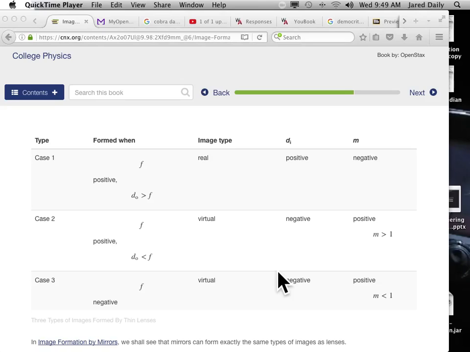In case 2, F is positive, so you're using a positive, focusing lens. Case 2 is when you have a focusing lens and your object is closer than the focal length. It's inside the focal length, closer to the lens than the focus. Then you're going to get a virtual image. You'll have a negative distance to your image and a positive magnification. And then case 3 is when you have a negative lens and you're going to get a virtual image and you're going to get a negative image distance and you have a positive magnification.